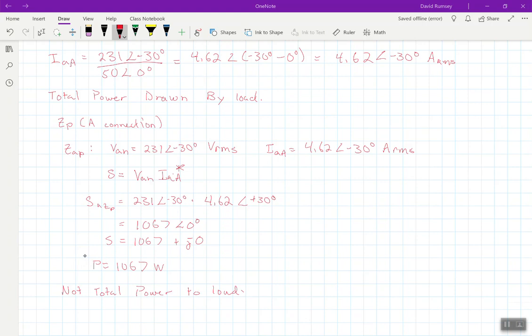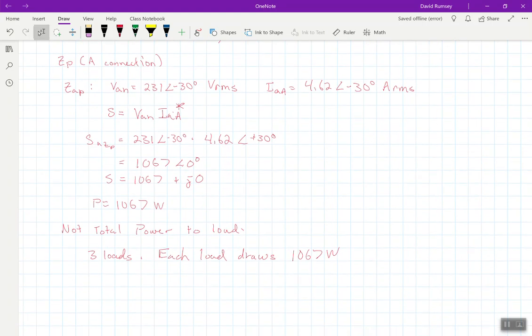Because that's only one of the loads, and we have 3 loads. So each load draws 1067 watts. So if I times that by 3, we get that the total power drawn is 3200 watts or 3.2 kilowatts.